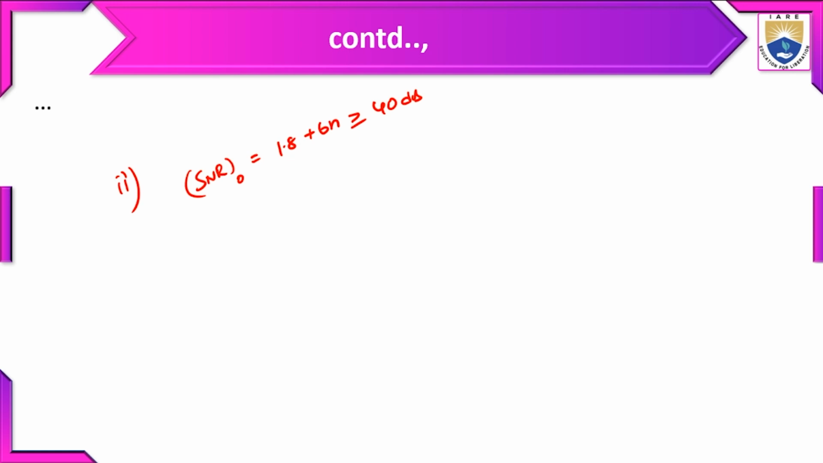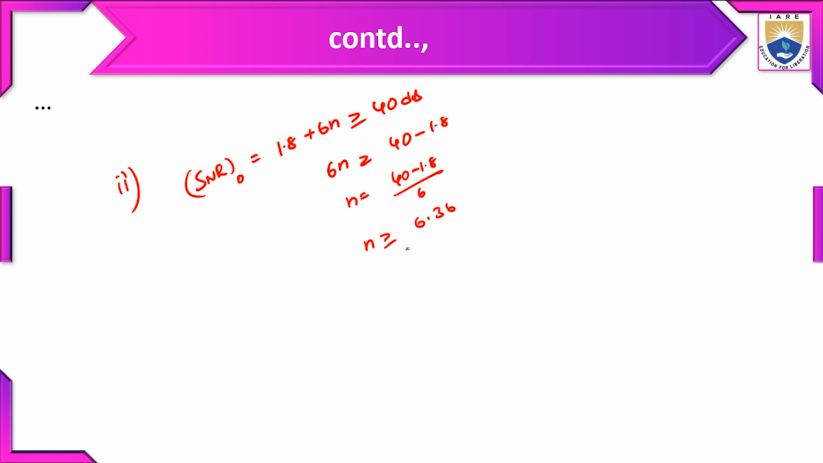So 40 minus 1.8. So 6n is greater than or equal to 40 minus 1.8, so n is equal to 40 minus 1.8 divided by 6. So approximately we get n is greater than or equal to 6.36.